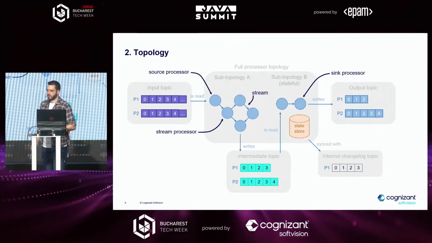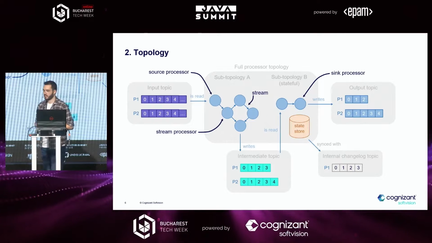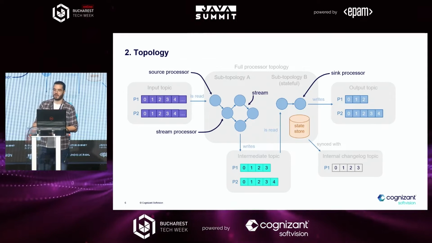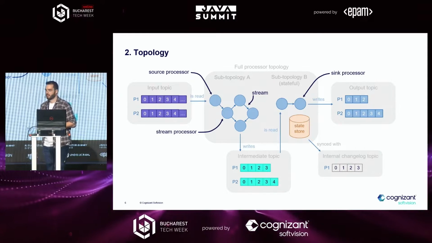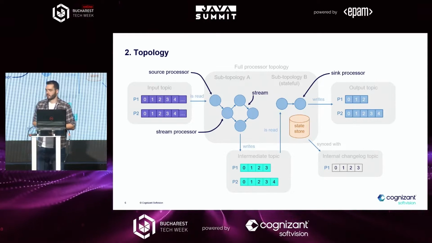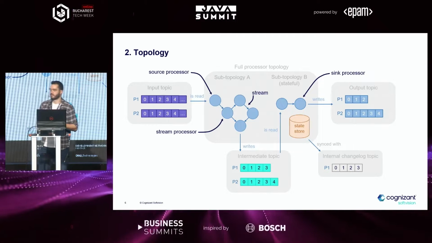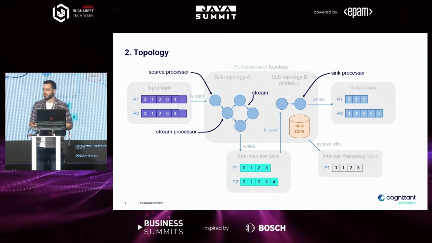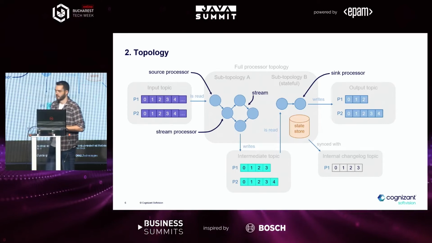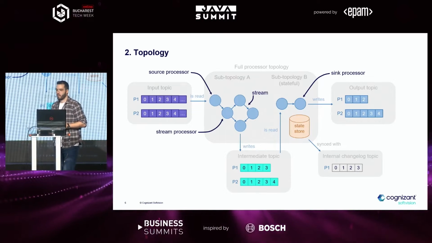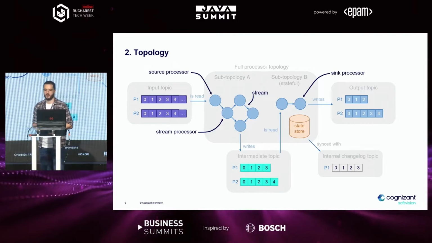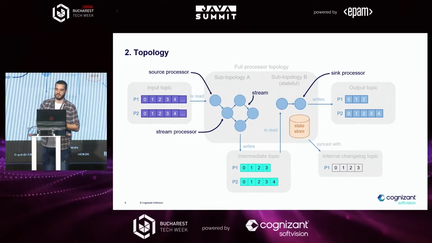Kafka Streams topology. Well, a processor topology is a graph of streams processors, represented in this diagram by nodes. We can have source processors, we can have stream processors, we can have sink processors that are connected by streams represented by edges. A stream is an ordered, replayable, fault-tolerant sequence of key-value pairs, which are the data records.